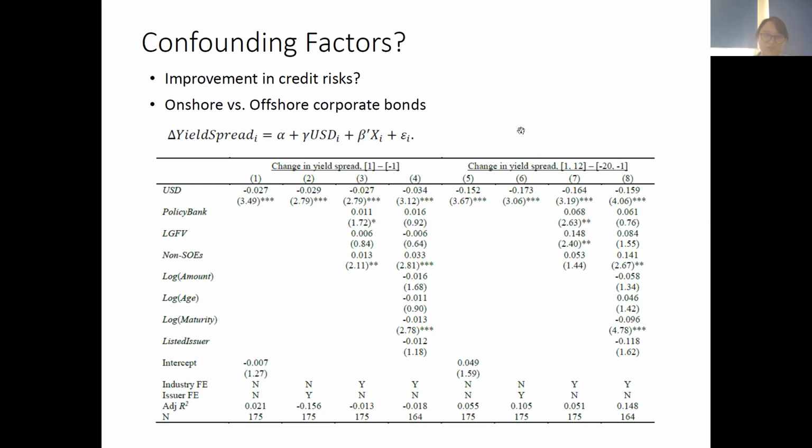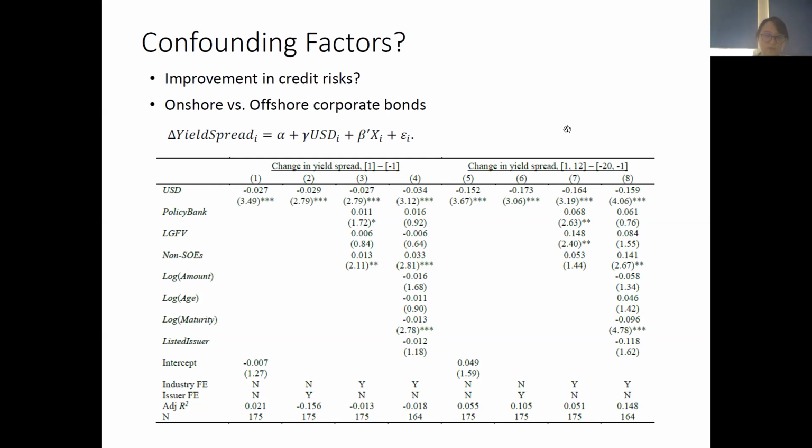Since this is a corporate finance workshop, we need to worry about alternative channels. One obvious alternative channel is whether those corporate issuers have a sudden improvement in their credit risk around the announcement of the sovereign bond issuance, right? So luckily, we have a very nice way to rule out this alternative. The reason is we are examining the USD denominated corporate bond market, right?